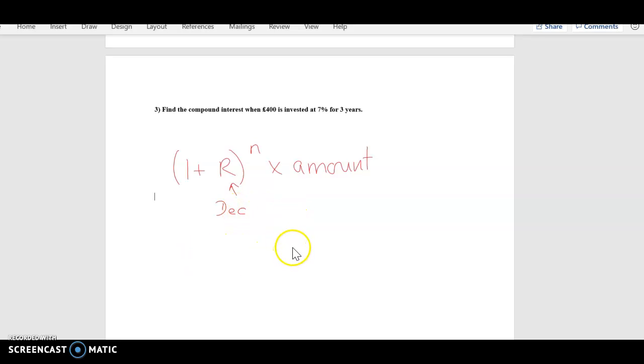Remember, the rate needs to be written as a decimal. Okay, so if you want to pause and have a go, please do. Okay, here we go. So I've got 1 plus the rate, which is 0.07 as a decimal, to the power of 3, times by the amount, which is 400. Okay then, so if you bung all of that into the calculator, you will get £490 and 2 pence, because we're talking about money here.